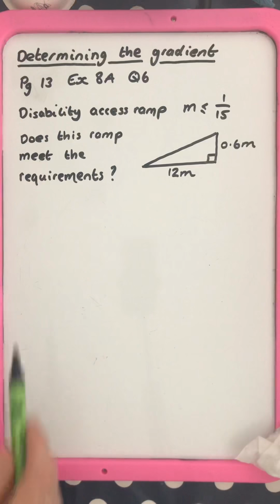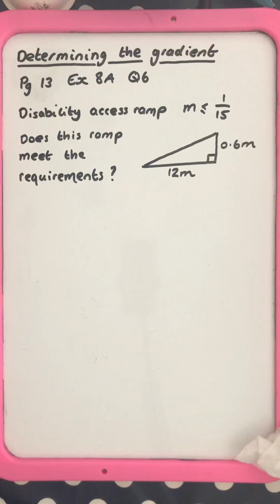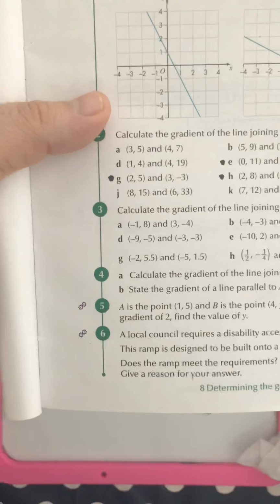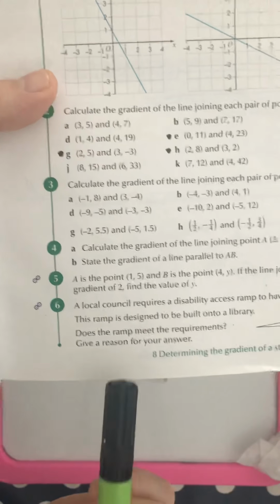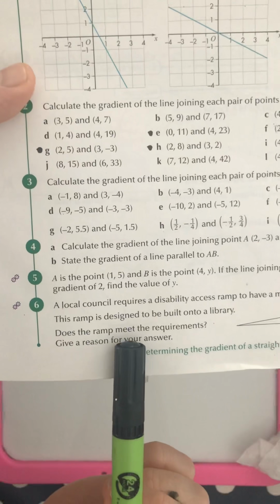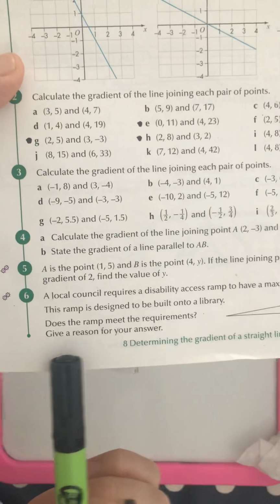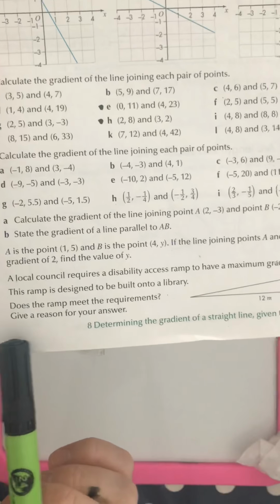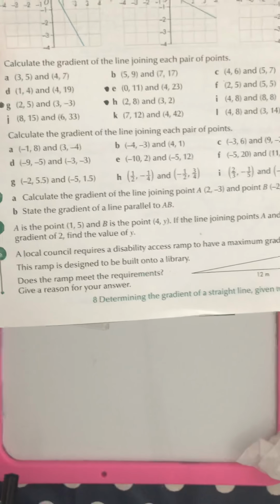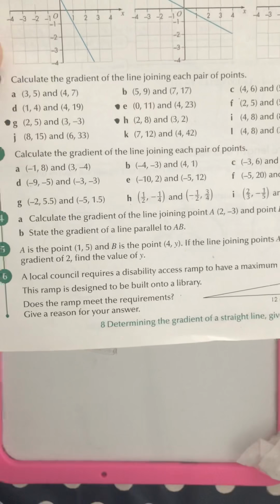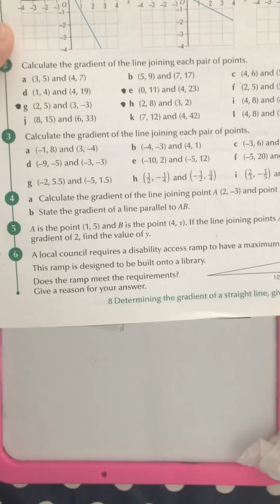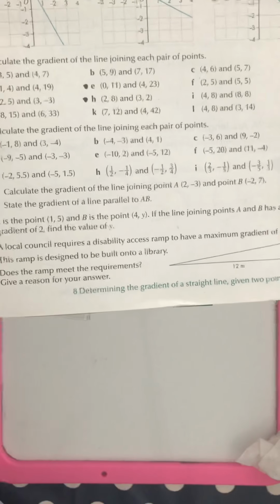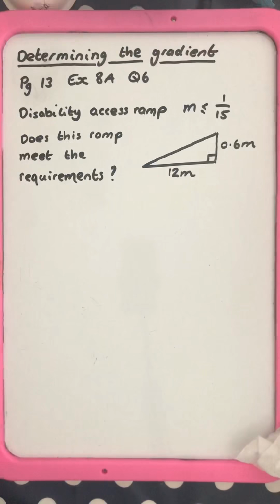Does the ramp meet the requirements? Give a reason for your answer. Now that communication mark at the very end, give a reason for your answer, is usually missed out by a number of pupils. That's a communication mark, right? You want to be able to explain these reasoning questions just using a sentence at the end.